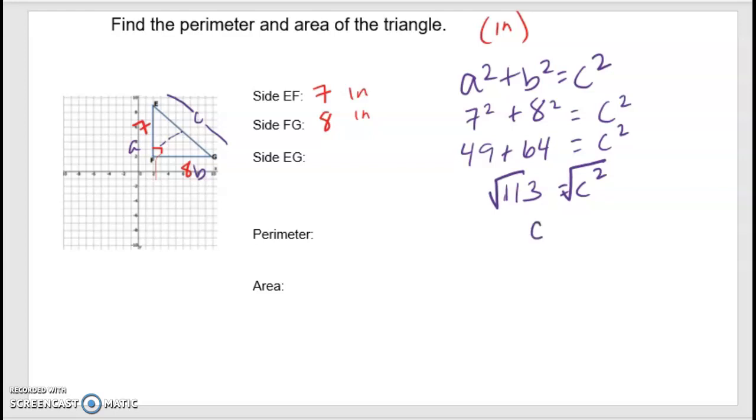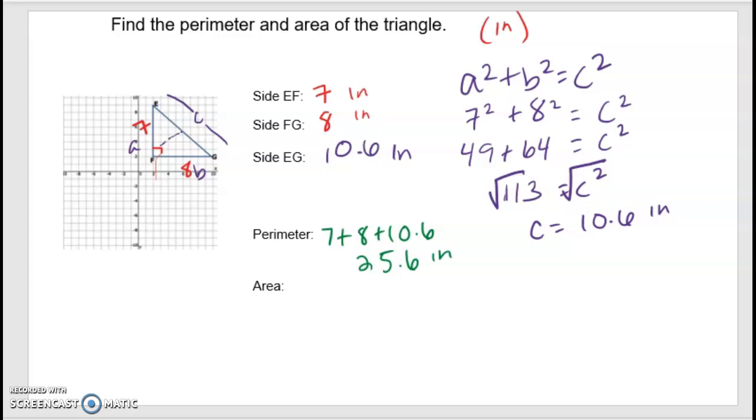So that means that C is going to be 10.6 inches. I always round to 1 decimal place, to the nearest tenth, just because I want to keep it clean. So 10.6. Okay, when I'm finding the perimeter, I'm going to add up all of the side lengths. I already have all the side lengths given to me. So I'm just going to go 7 plus 8 plus 10.6. That's going to end up being 25.6 inches, singular units.